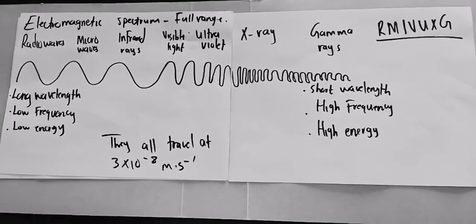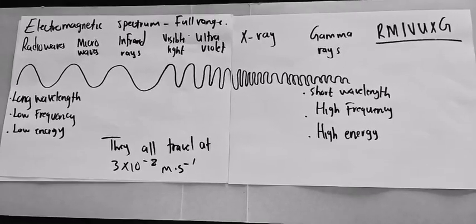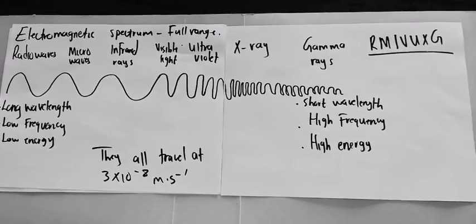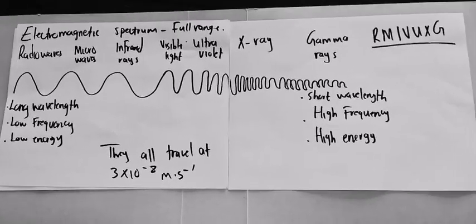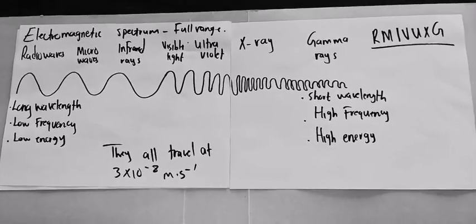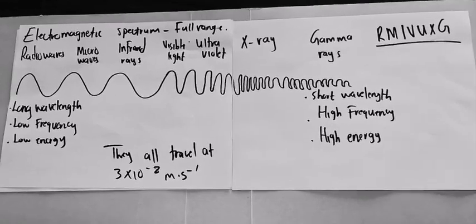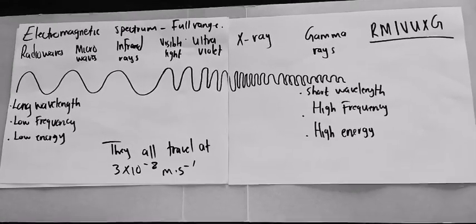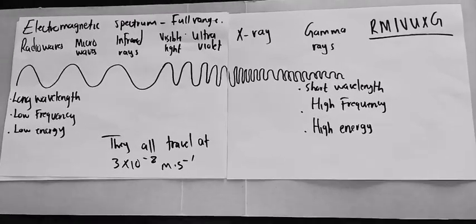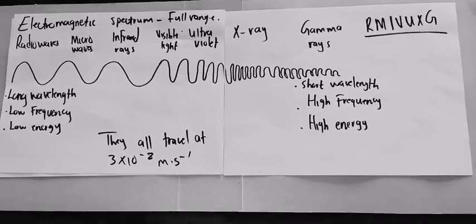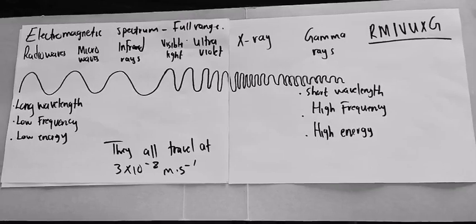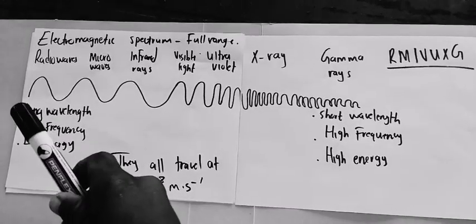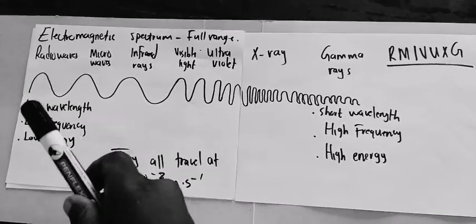You must know these radiations, from radio waves to gamma rays. Just know them as I've written them there. You can see that I've written that they all travel at the same speed of 3 times 10 to the power positive 8. That's positive, not negative.